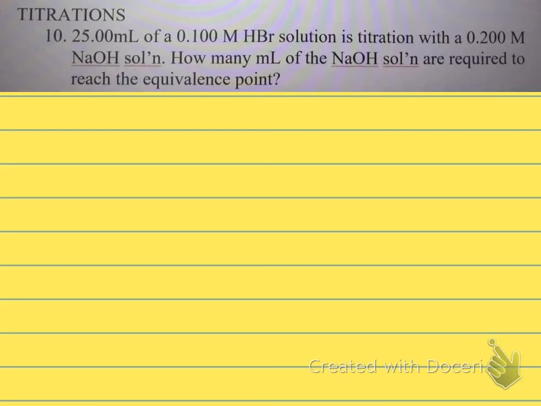So we're going to start by highlighting our important information. And there's, again, a lot of information in this question. So let's really break it down. Titration means that we're having an acid-base reaction. So we have this acid, hydrobromic acid, and we have this base, sodium hydroxide, and we are mixing them together.